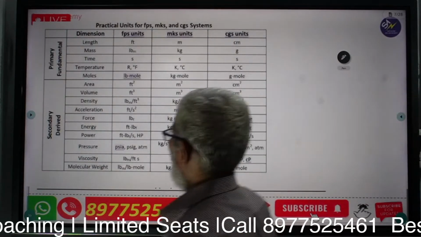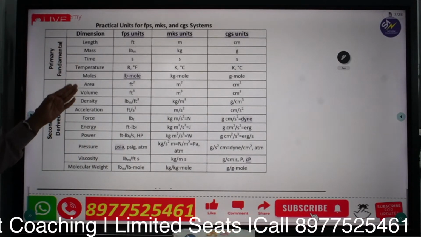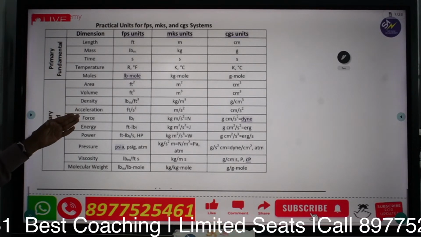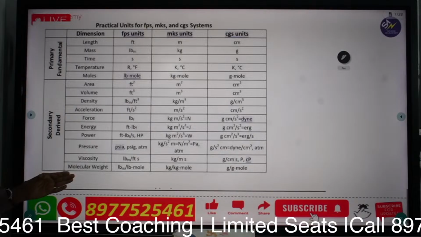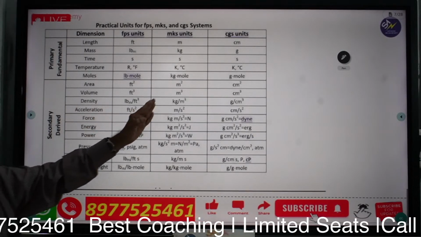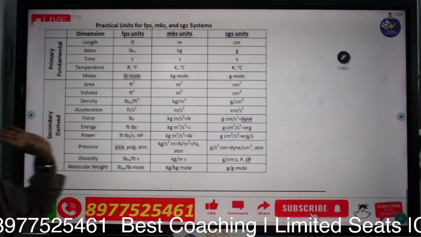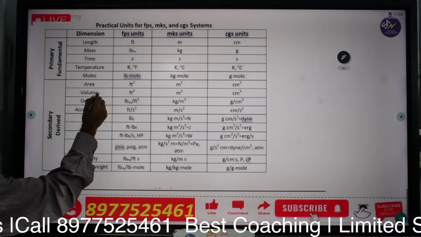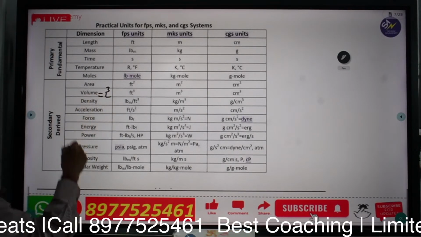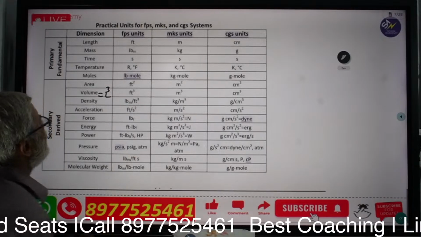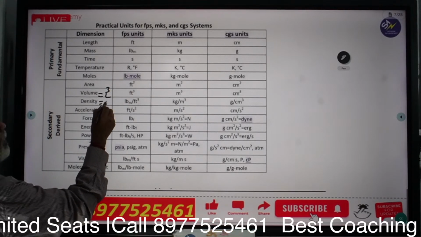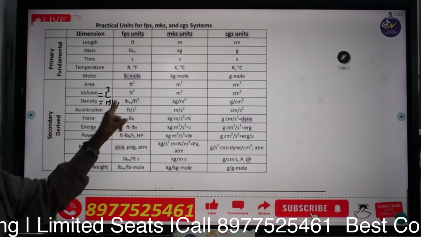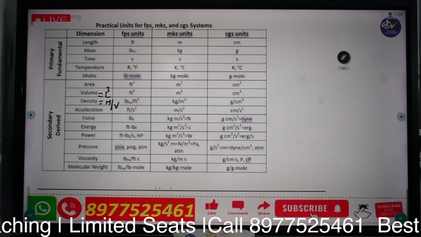Now in this tabular column, some of the physical quantities are given. You can see density, acceleration, force, energy, power, pressure, viscosity, all these units in MKS and CGS. But before that you should know the formula. Volume is length into breadth into height, so L cube. That's why feet cube, meter cube, centimeter cube. Density is mass by volume. The formula is very important. That's why kg per meter cube or gram per centimeter cube.